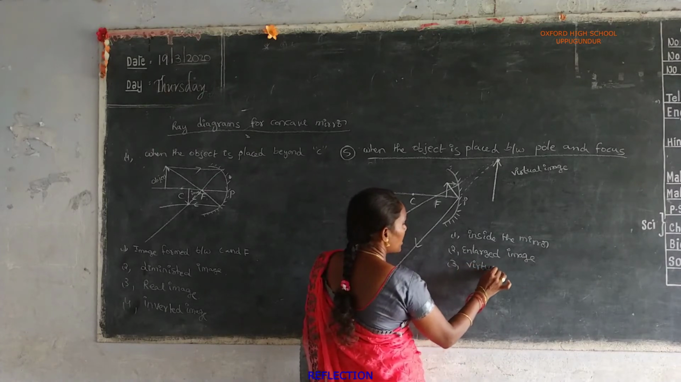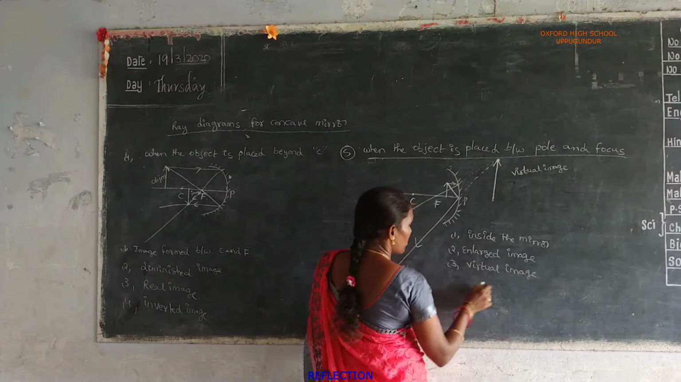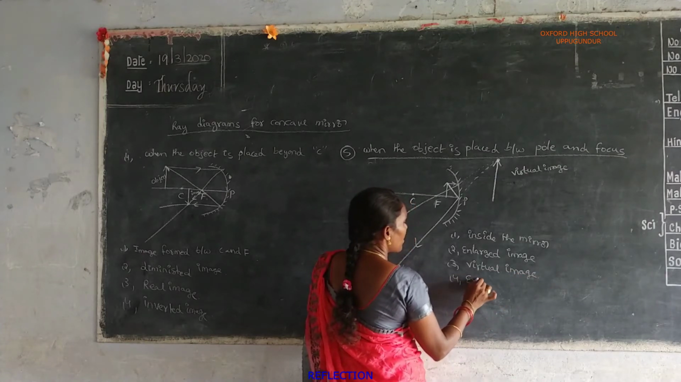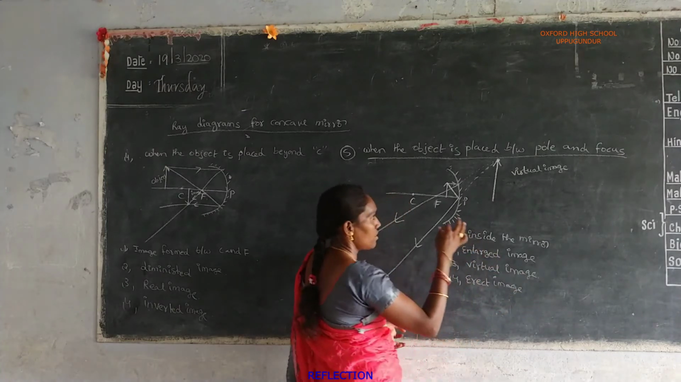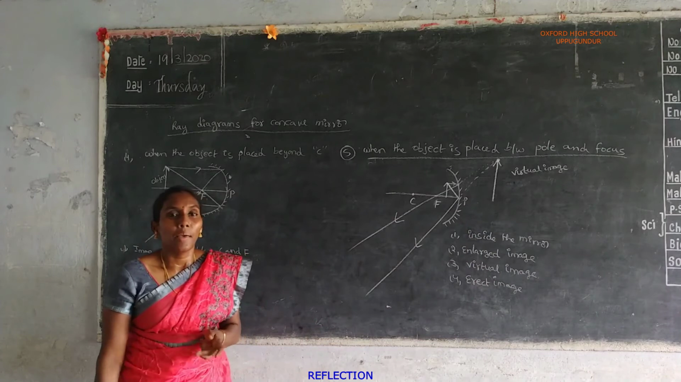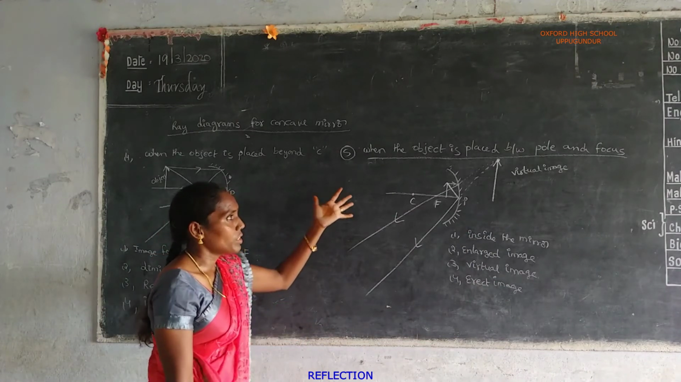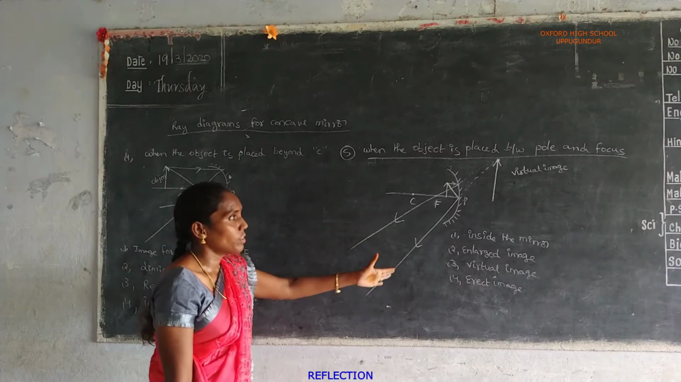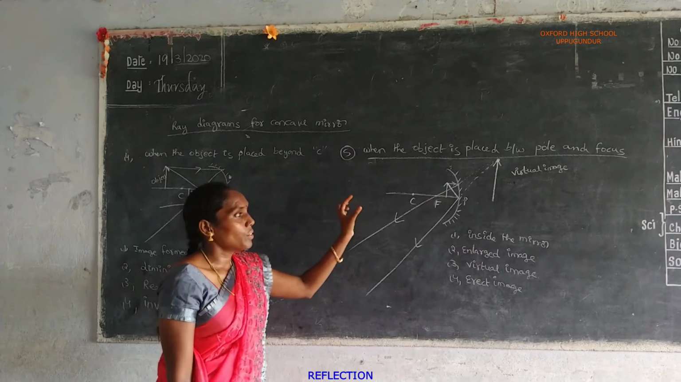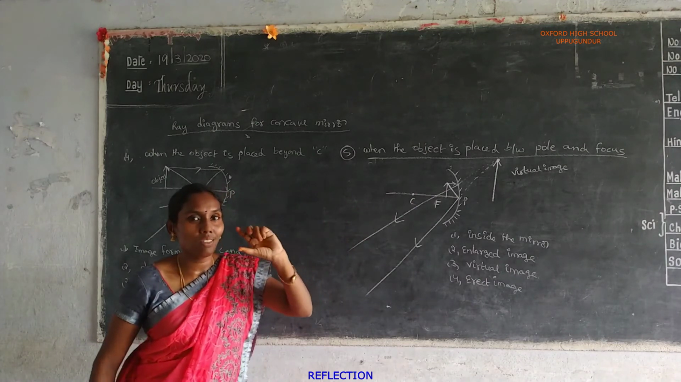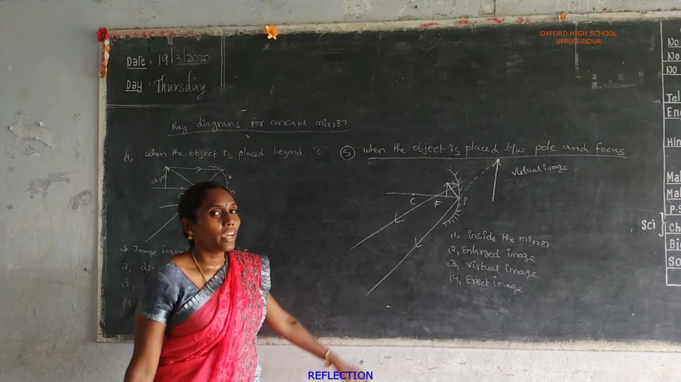This is a virtual image. Virtual means it cannot be captured on the screen. All virtual images are erect. This principle is used in making torchlights. In torchlights, when the object is placed between pole and focus, a virtual image is formed. When compared to the size of the object, the size of the image is enlarged. This is the most important diagram.